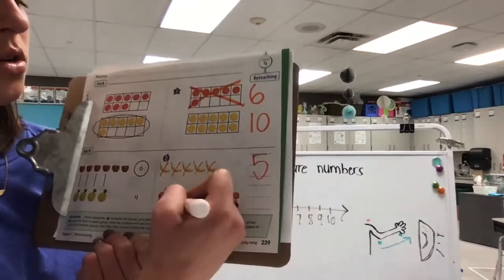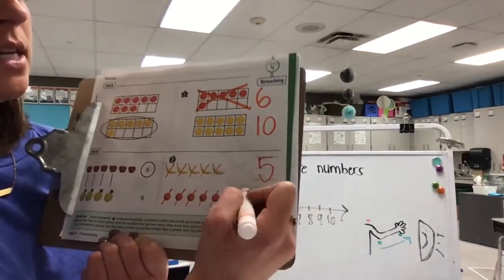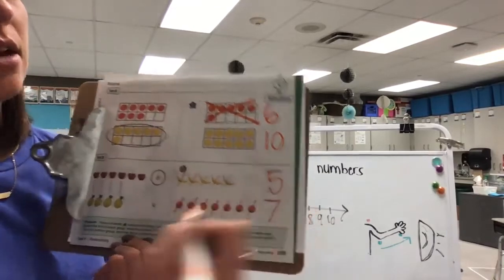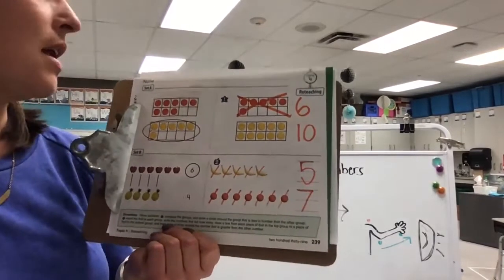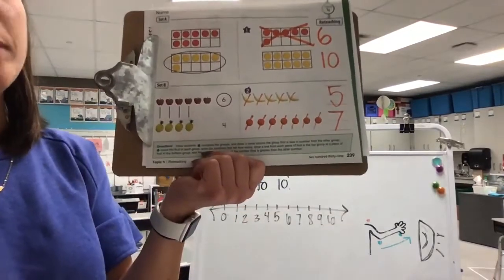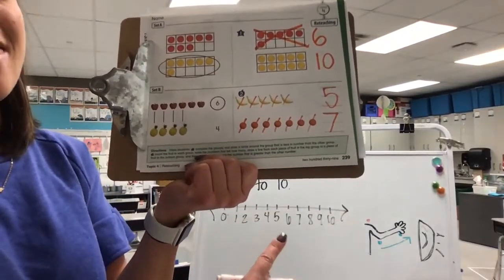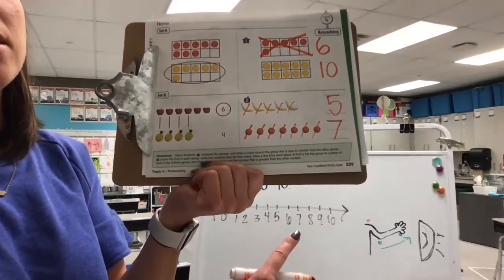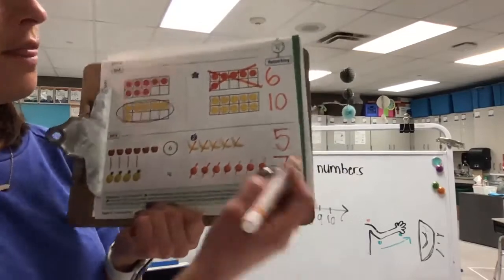Ready? 1, 2, 3, 4, 5, 6, 7. How many oranges? 7. Across the sky and down from heaven. That's the way to make a 7. Now when we're looking at our number line, we have our 5 and then our 7, which means that 7 is what? Greater than 5.